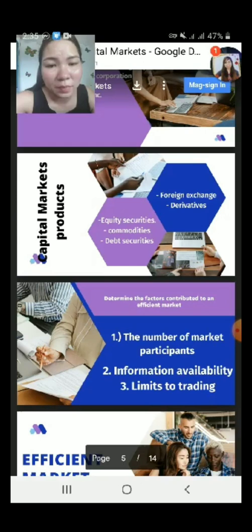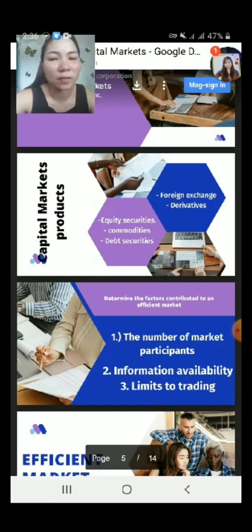Debt securities. Unlike equity securities, they compel the borrower to repay the borrowed principal. It also depends on the interest that they give, based on the creditworthiness of the borrower.